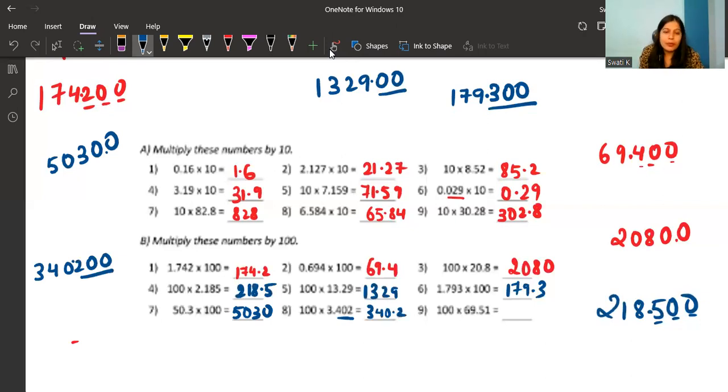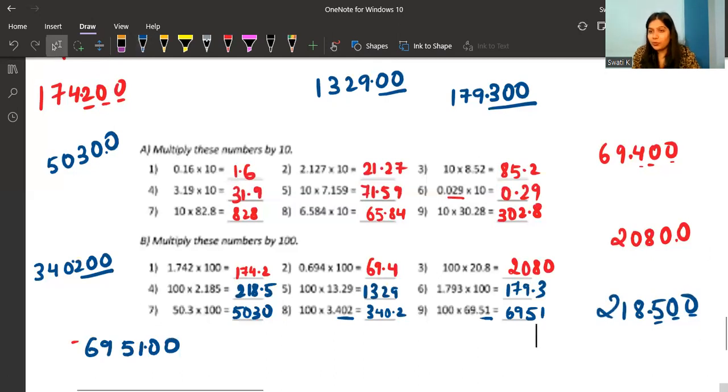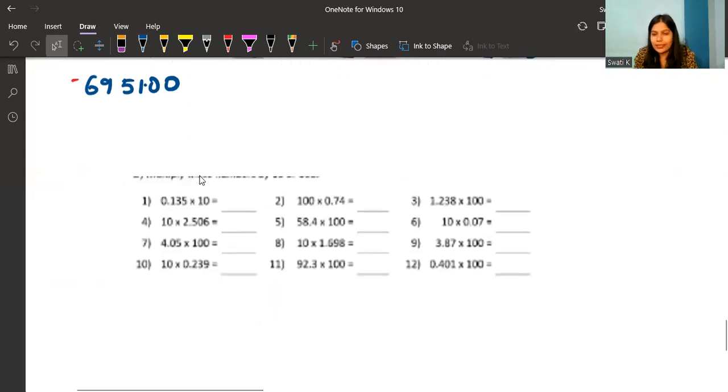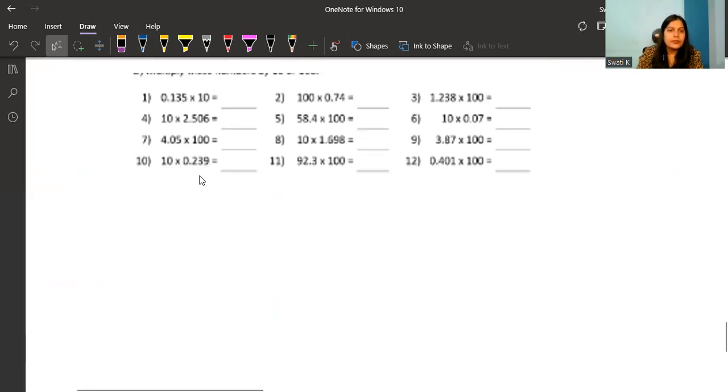Next, 100 into 69.51, that is 695100. 2 digits after the decimal. So it is 6951. That is the answer. I'm hoping till now you must have understood what is the method behind these multiplication of the decimal numbers. Let's do the last set of questions of the multiplication, and in this you can see the hundreds and tens are together. Okay, so first one, I'll be super fast here.